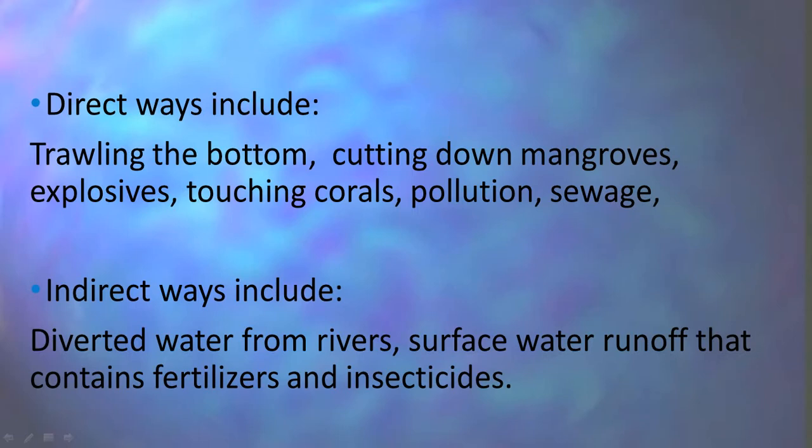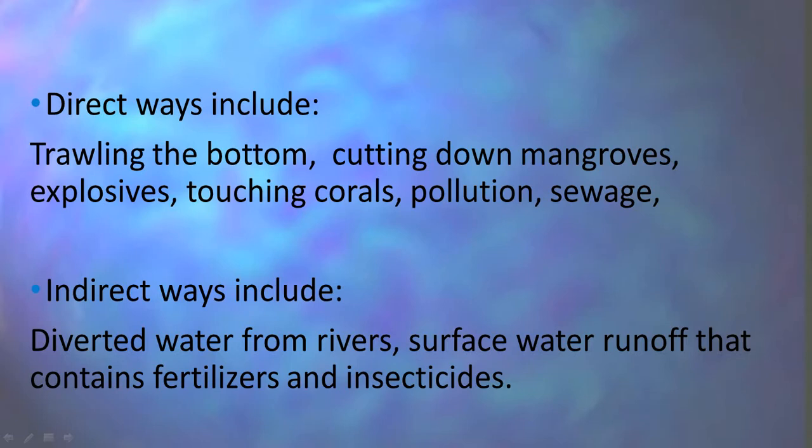Direct ways include when we're trawling. Remember we saw that video about the boat that was pulling the trawl down beneath it, and it was just pulling up all those rocks and making that mess and cutting down anything in its way and catching anything in its way. So that causes direct damage. We have cutting down mangroves to make hotels and things like that. We know how important those mangroves are for habitat. Explosives, interesting. Okay, so this is once again developing areas. If we're touching the corals, remember that will damage them.